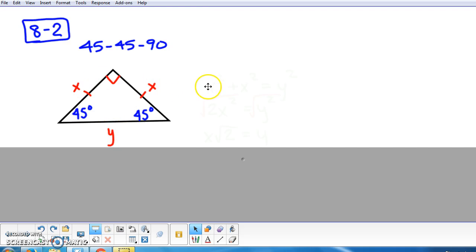So I'm going to start it off as A squared plus B squared equals C squared. Notice I plugged in my x's and my y's. Next, these are like terms, so we can add them together and get 2x squared equals y squared. Finally, we're going to square root both sides to get the y by itself.